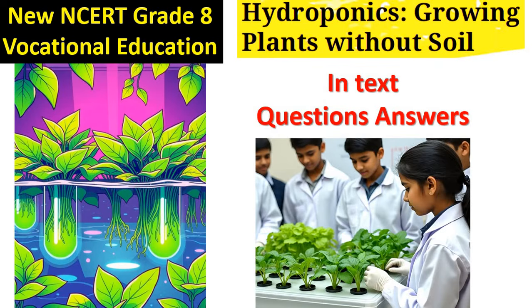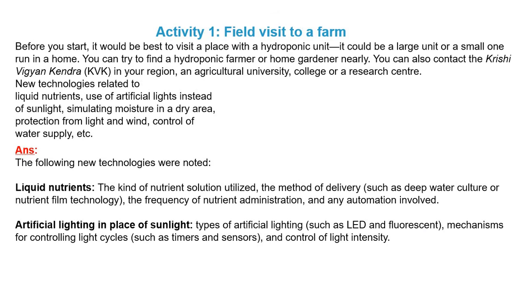Hello students, today we are going to do NCERT Class 8 Vocational Education Chapter 1, Hydroponics: Growing Plants Without Soil. I have done question answers from the book. Earlier I had posted by making my own questions and answers. Today we will do it from the book. So let's start. Activity 1.